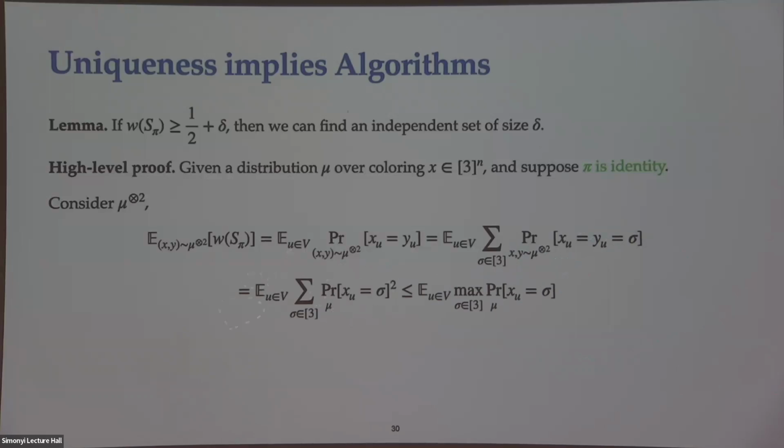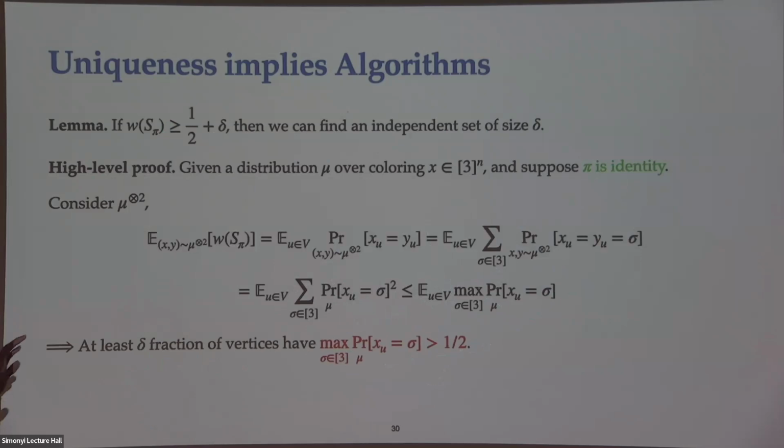So we know that in expectation, the sum of probability squared over the three color classes is equal to S5, right? And now we just upper bound this by this quantity, because the sum of probability x_u equals sigma without the square must equal 1. Each vertex must get one color. So this is upper bounded by 1 times the maximum of the 3. And we know that in expectation, this quantity is at least half plus delta. Again, by Markov's, at least delta fraction have this quantity larger than 1/2.